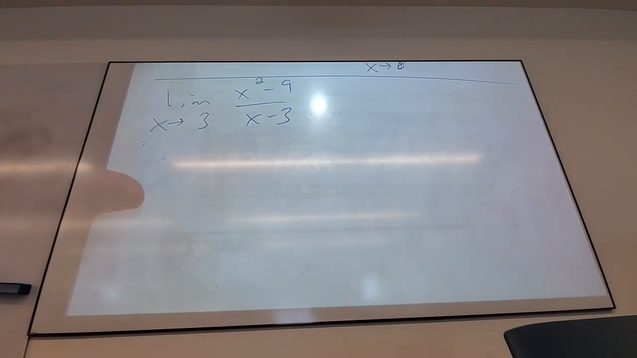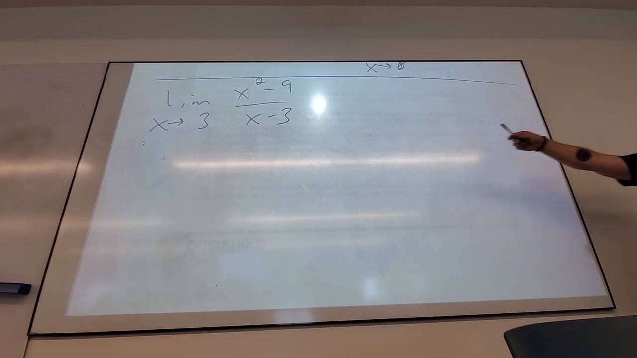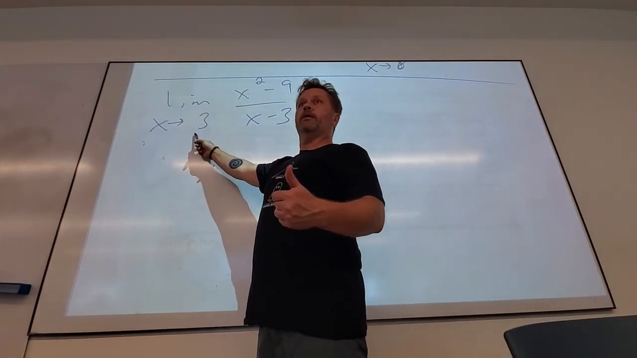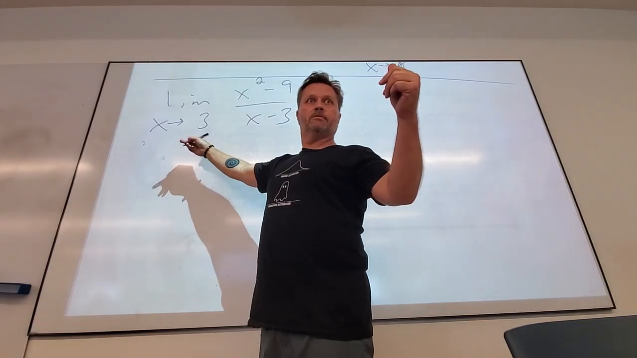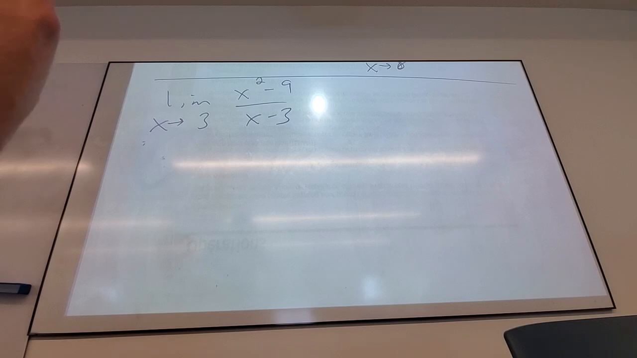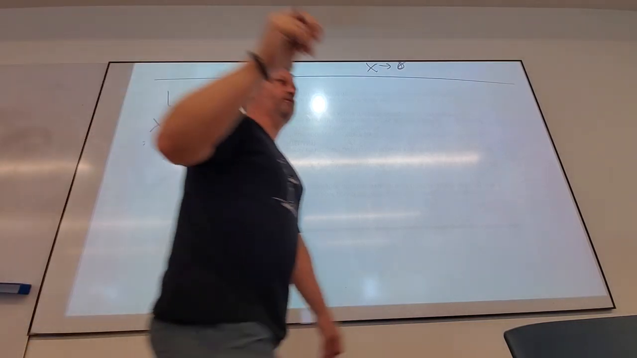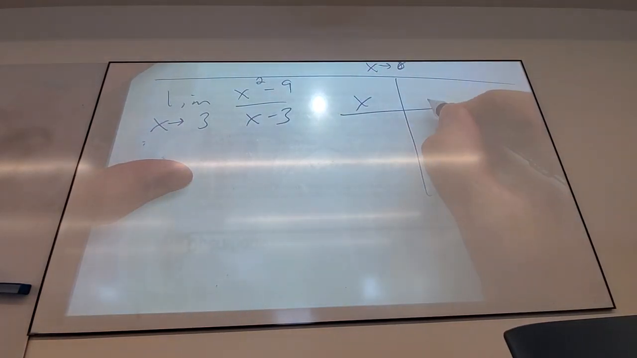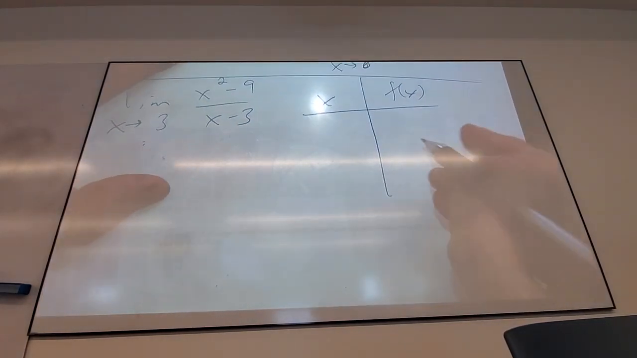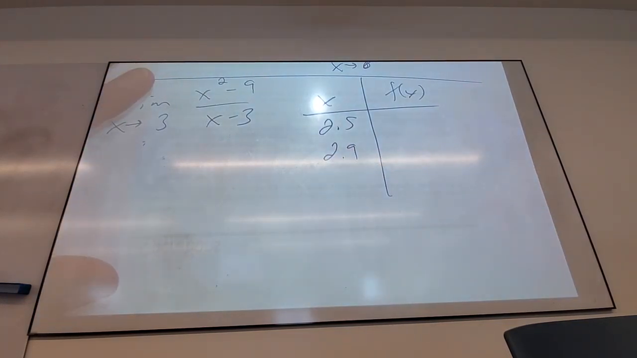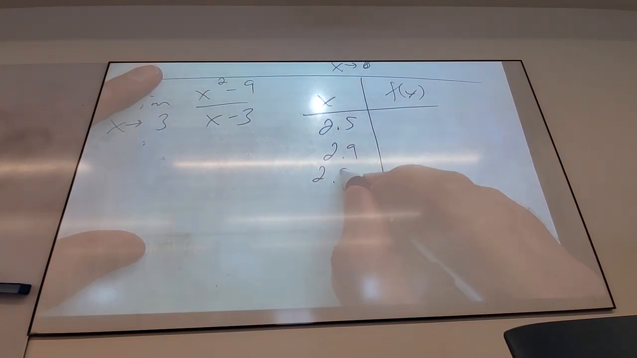So to investigate this, remind me, what does this want me to do? It wants me to get my inputs really close to 3. So let me literally do that. Let me plug a 2.5 in. Is that close? Can I get closer? I'm going to make a little table of values. Plug a 2.5 in. How do I get 2.9? Is that pretty close? Yeah. All right, what about 2.99?